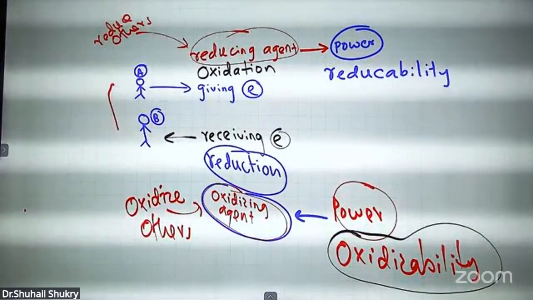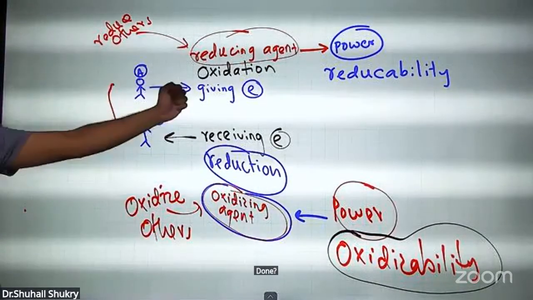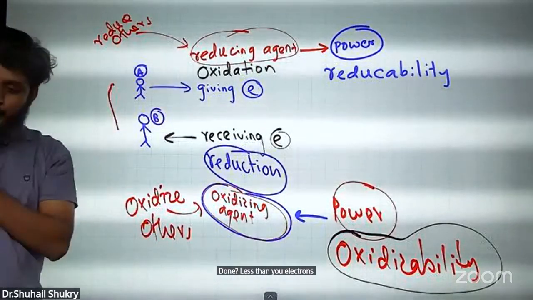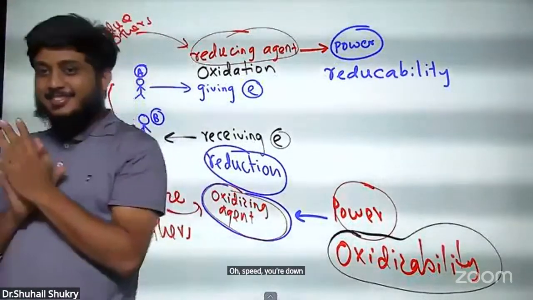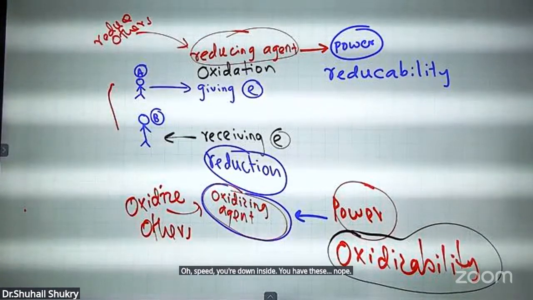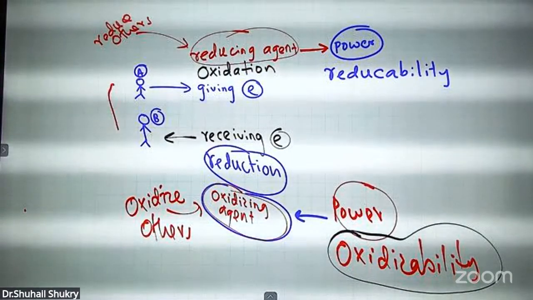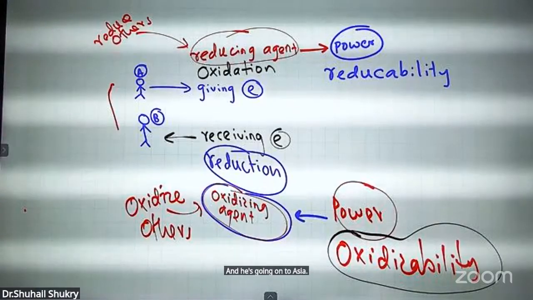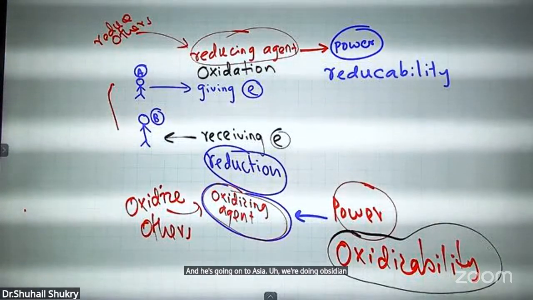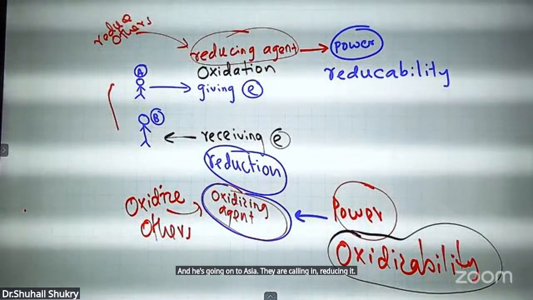Done. Person giving electrons. We'll ask some questions and see how fast you answer. The person is giving electrons. He's doing oxidation. Who is doing oxidation? We are calling him the reducing agent. The reducing agent's power is called reducibility.